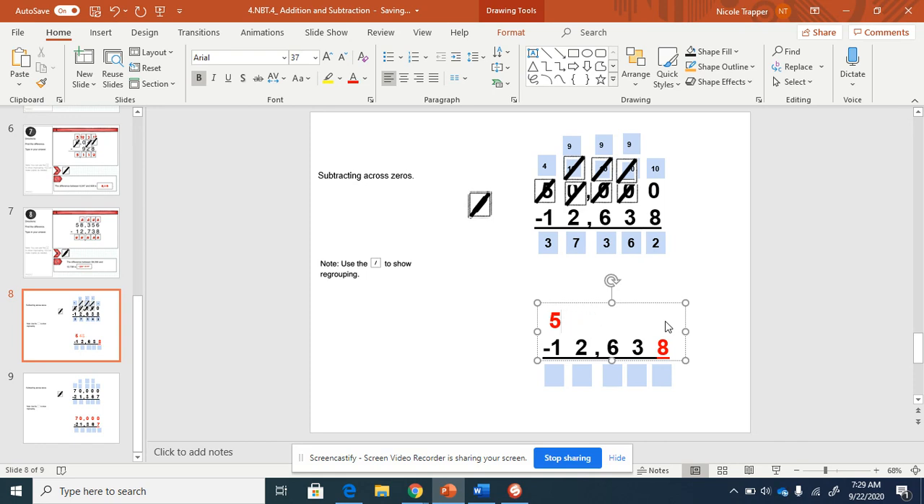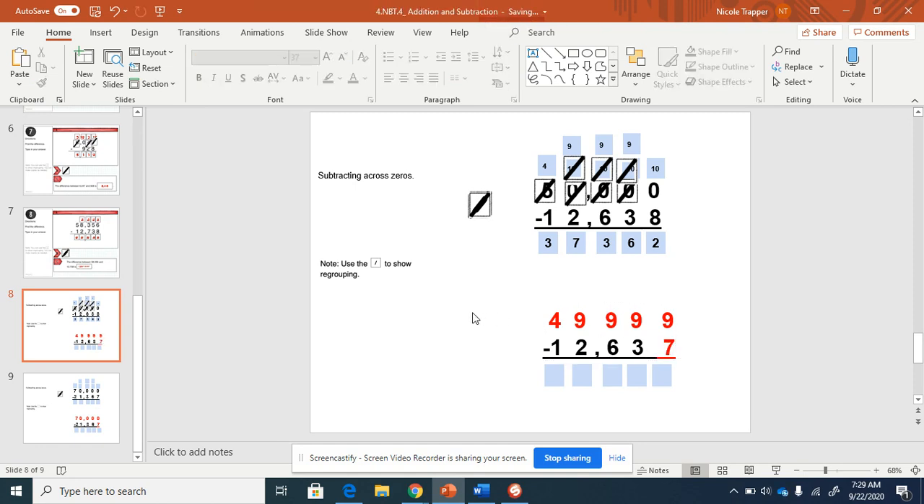49,999. I have to line them up still. 49,999 would be 50,000 minus 1. So if I took 1 away from my top number, I have to take away 1 from my second number. So 12,638 minus 1 would be 12,637. So now I can easily subtract.